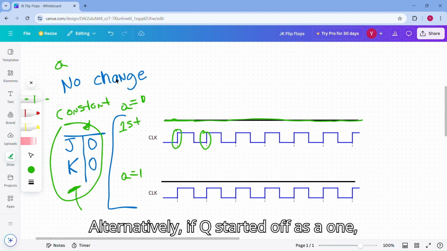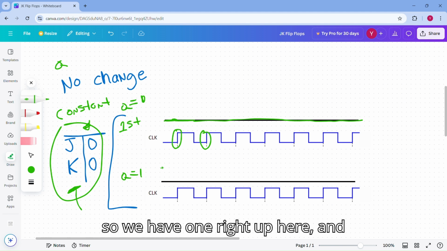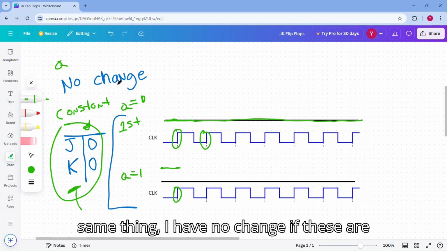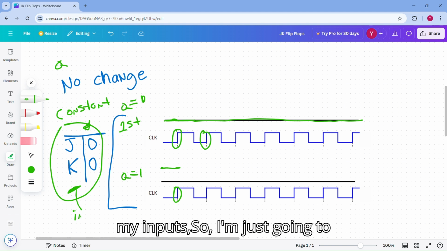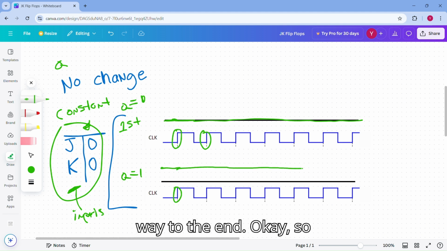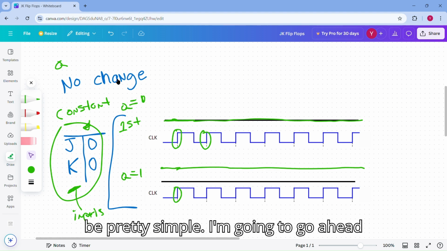Alternatively, if Q started off as a 1, so we have 1 right up here, and this is my first rising edge, it's the same thing. I have no change if these are my inputs, so I'm just going to continue this line all the way to the end. Okay, so that was our easiest one. That one should be pretty simple.